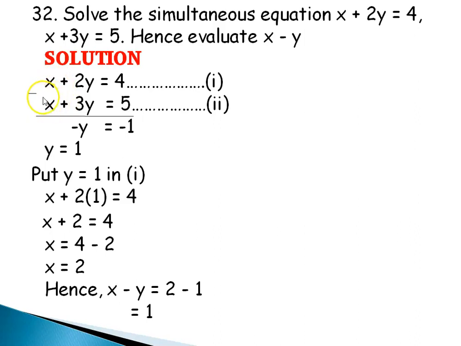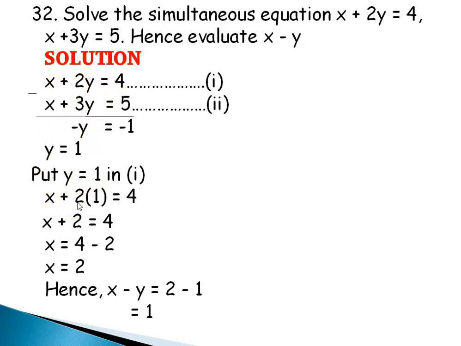X minus x is 0, so this has been eliminated. 2y minus plus 3y, same thing as saying 2y minus 3y, and that is minus y. 4 minus 5, that is minus 1. Is that taken? So divide both sides by minus 1 to eliminate our negative sign. Is that okay? Minus y divided by minus 1 will give us y. Minus 1 divided by minus 1 is 1. So y is 1.